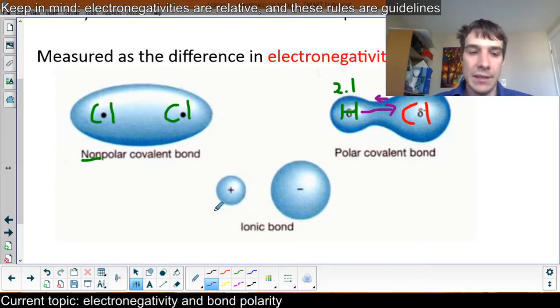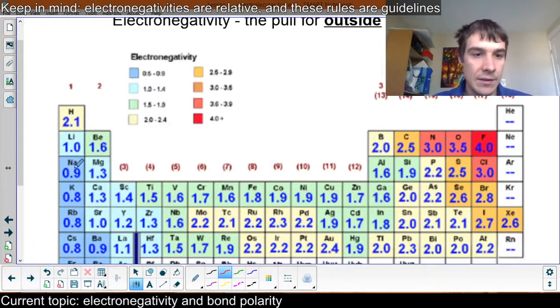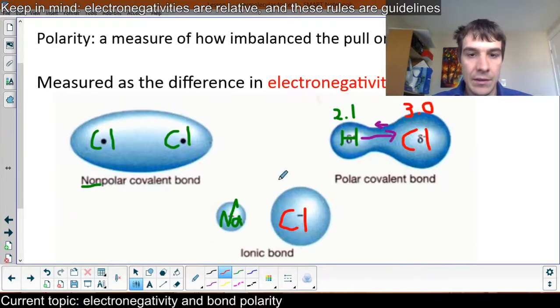Now, when the difference in electronegativities is very high, in the case of, say, sodium and chlorine, sodium, if we look back here, is 0.9, and the chlorine is 3.0. You have a bigger difference, right? The difference here is very high.